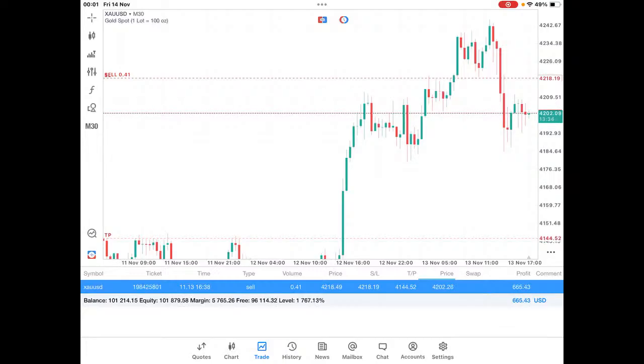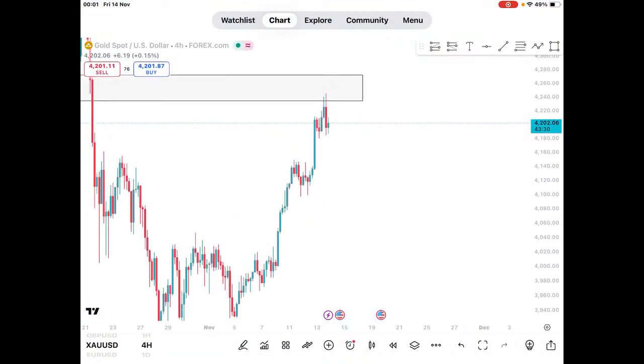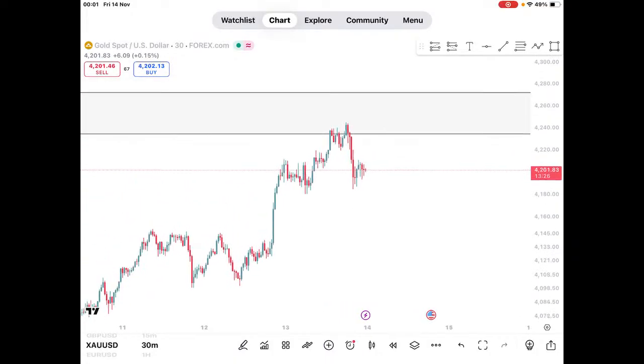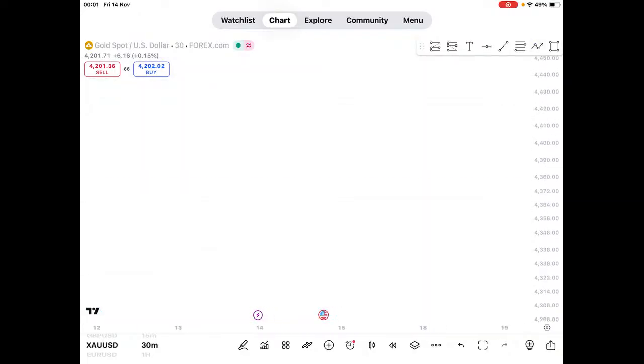Entry is based on the lower time frame, brother. You can see lower time frame demand has failed here, right? This is a buy zone. For example, let me show you how clear our entry is.